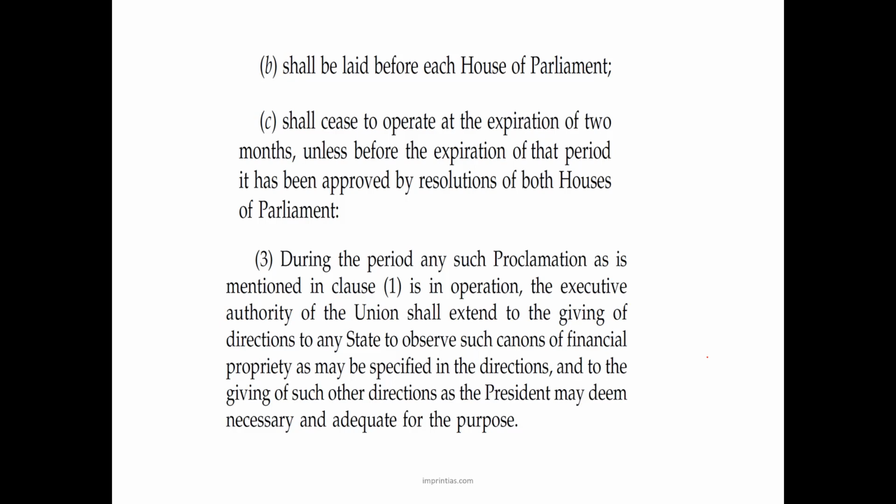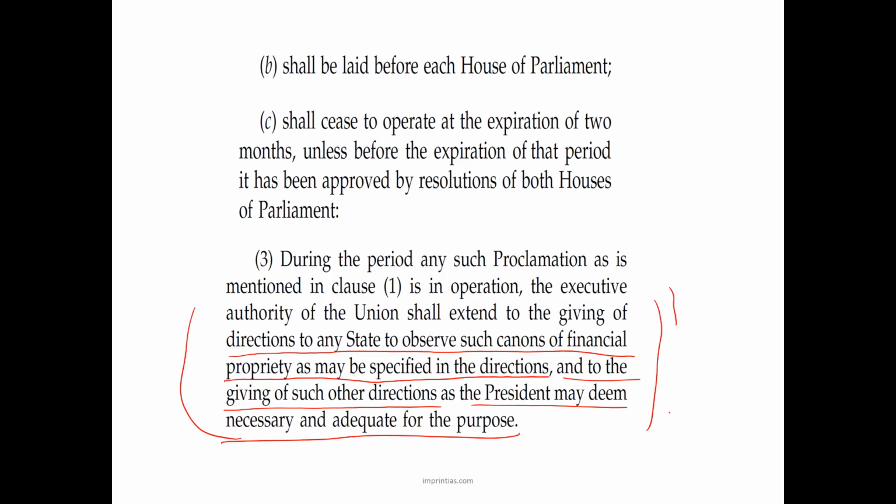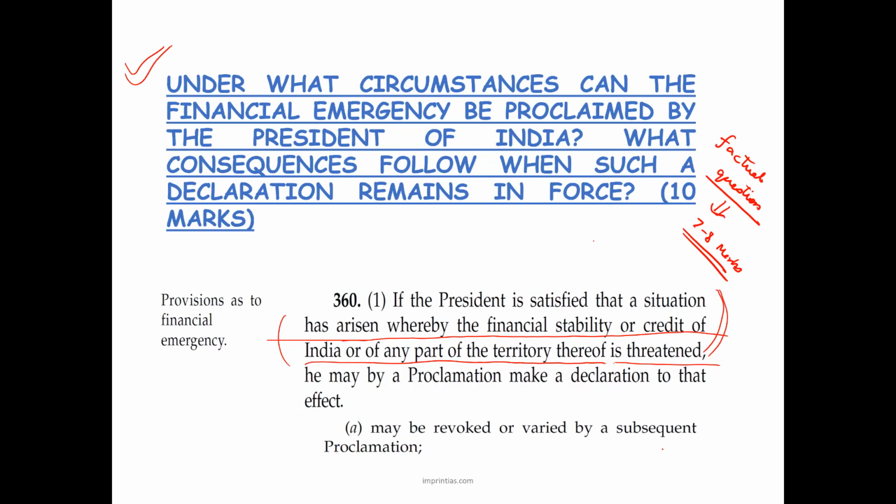What other things can happen, right? Article 360 says that the financial emergency should be laid before each house of Parliament and shall cease to operate at the expiration of 2 months, unless before the expiration of that period it has been approved by resolution of both houses of Parliament, right? And the executive authority of the Union shall extend to the giving of directions to any state to observe such canons of financial propriety as may be specified in the direction, and to the giving of such other directions as the President may deem necessary and adequate for the purpose. So this part is the answer to the second part, what consequences follow when such a declaration remains in force.